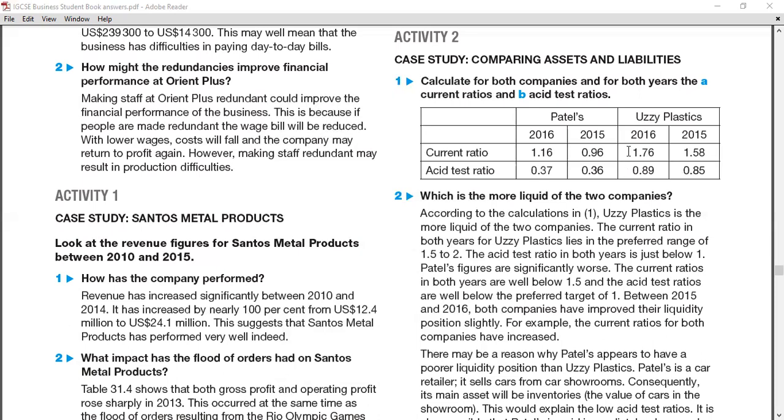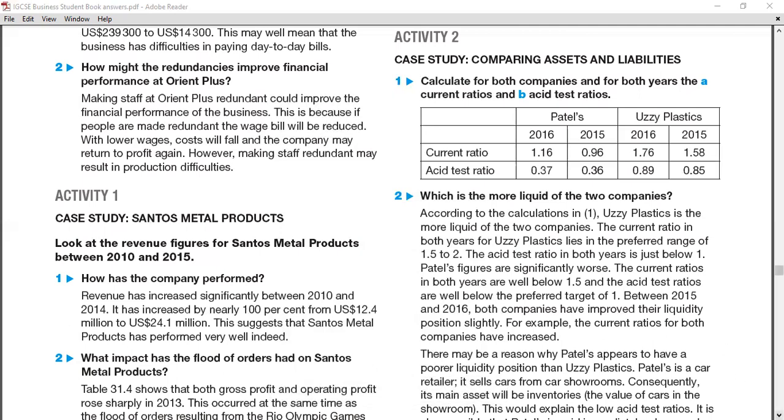After removing the inventory from the quick assets, they can settle their current liabilities. They have 0.85 current assets to 1 current liability. That is a satisfactory level, right? So the second question asks which is the more liquid of those companies? Which is the more liquid of the two companies?